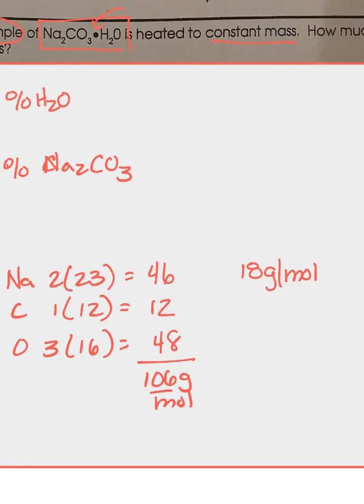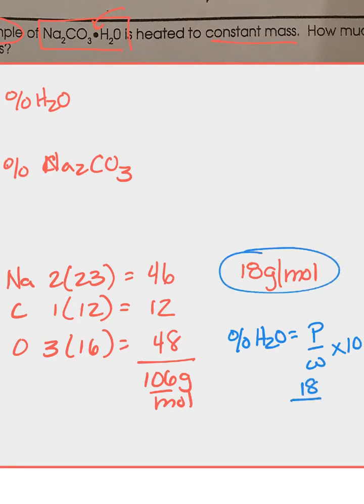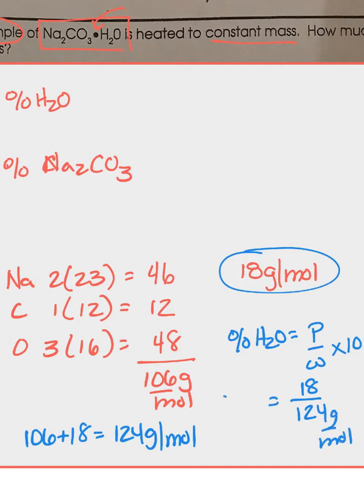So if we want to find the percent of water, we're going to take the part that is water over the whole thing times 100. The part that was water was 18. The whole thing is 106 plus 18, which equals 124 grams per mole. Remember, the whole thing is the water and the salt. So 18 over 124 times 100 equals the percent of water. And I'm squeezing this in here, hopefully you'll see it on the screen. I got 14.5% is water.